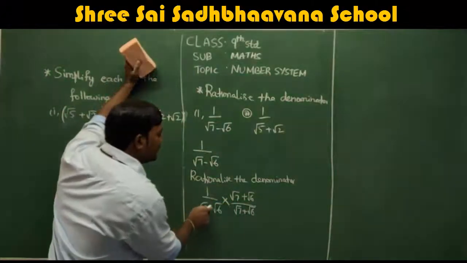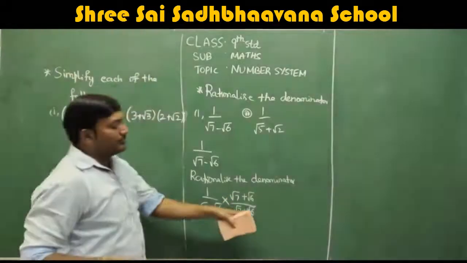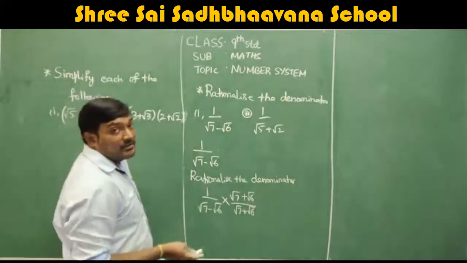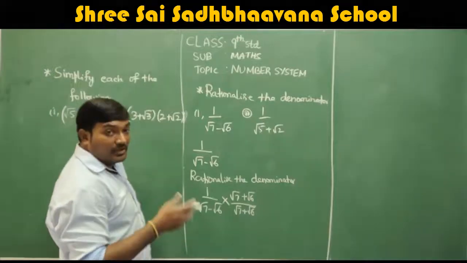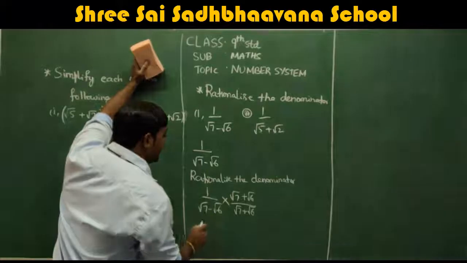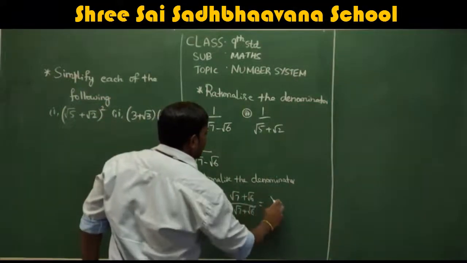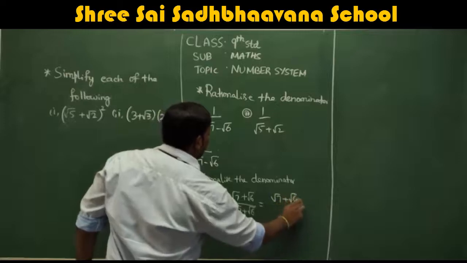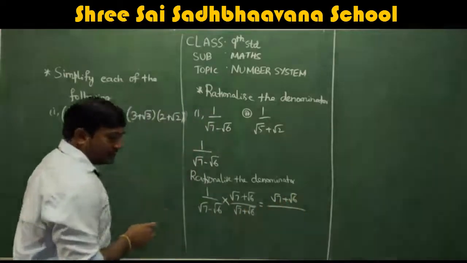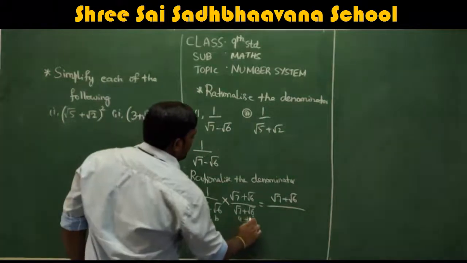So what we did here: root 7 minus root 6 is there, and we took root 7 plus root 6. Whenever you multiply with root 7 plus root 6, you should divide with the same number only. That is a mathematical rule which we discussed in the last class. So 1 into (root 7 plus root 6) is root 7 plus root 6. And again, this comes under the formula (a minus b) into (a plus b).